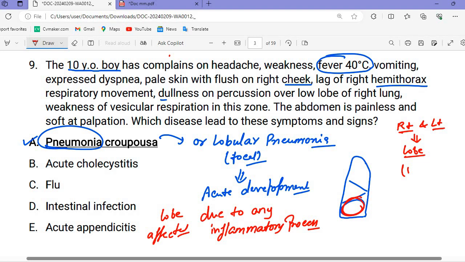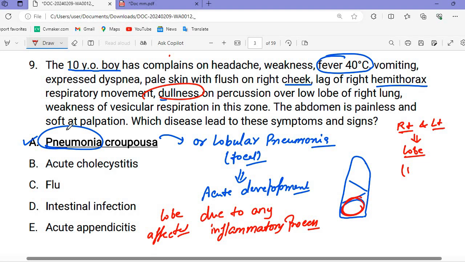Now in the question you can see the dullness. We know percussion. Percussion is done on the middle finger by the middle finger. Remember, this is a clinical point you can remember for your future. Percussion is done with the middle finger on the middle finger. I hope I am visible. So that is how we do percussion.